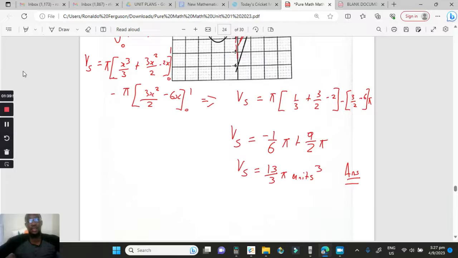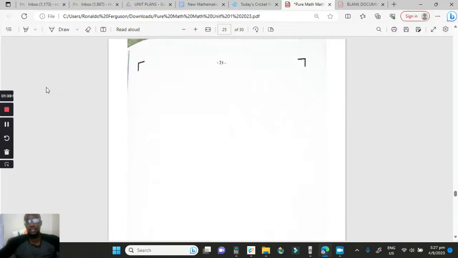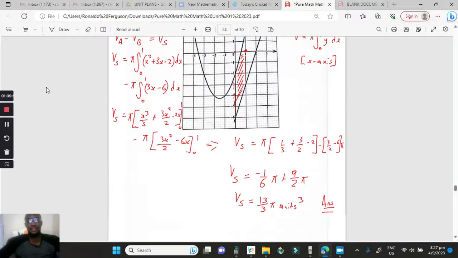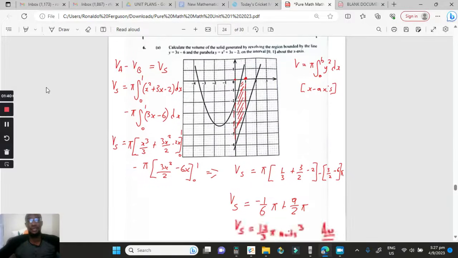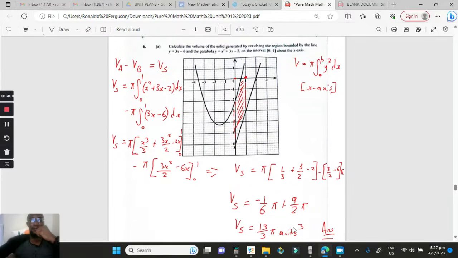How many marks for that? Hopefully 7. 7, yeah, we like it. 7 marks for that. We take it. All right, so that is 13 over 3 pi units cubed.